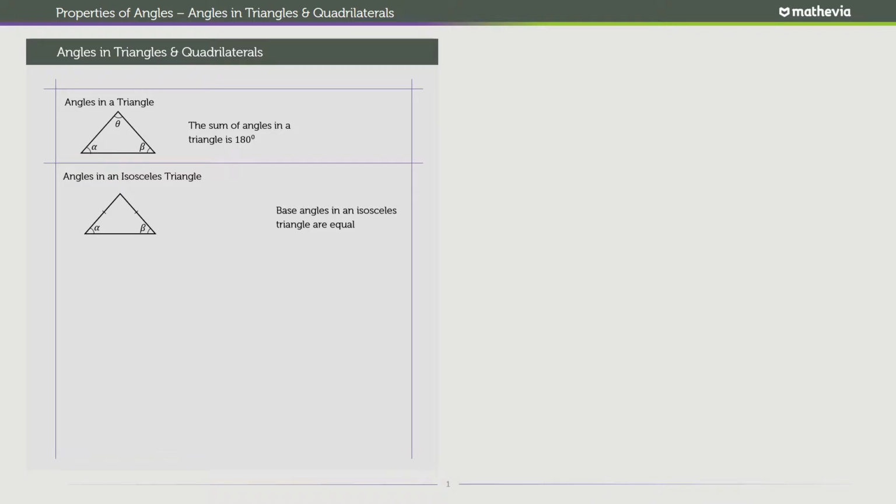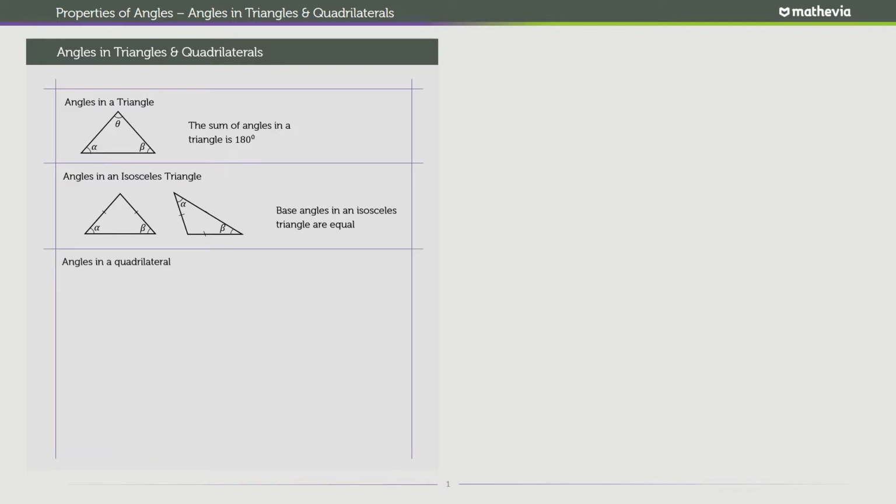Now, we have the base angles, the angles at the bottom in an isosceles triangle, but sometimes the orientation of the triangle could vary. Okay, so you could have these two base angles that are equal presented in a different orientation. You could have something like that, and then alpha and beta are still equal, the same law applies.